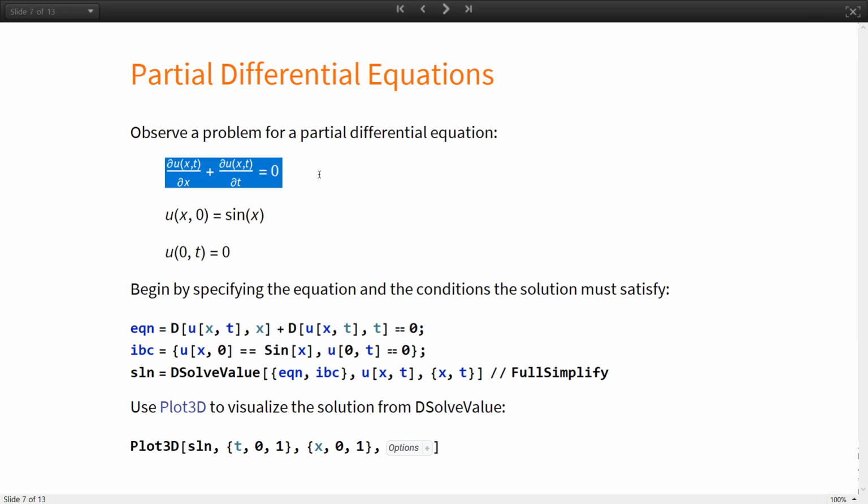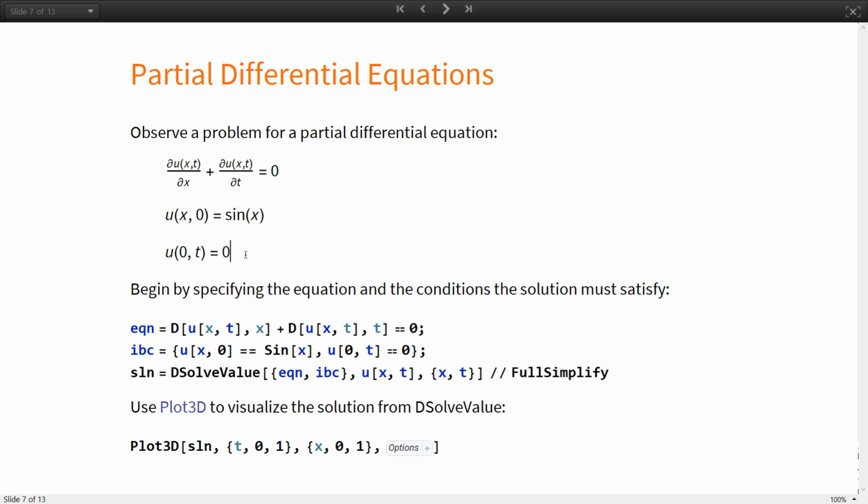The PDE here has the u function as the dependent variable, with x and t being the independent variables. The initial condition is saying that at t equals 0, the solution equals sine of x for all values of x, while at x equals 0, the solution equals 0 for all values of t.